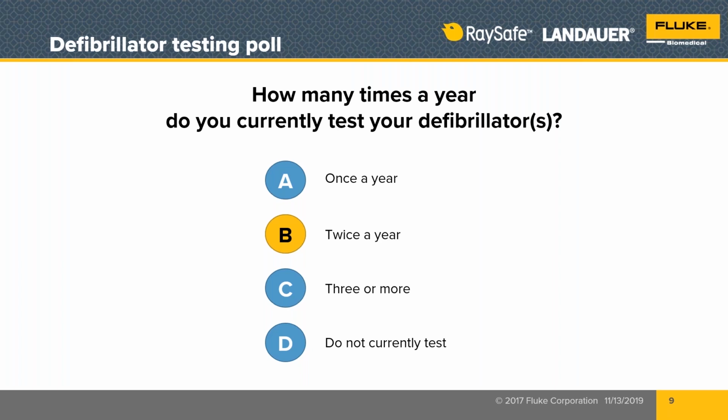So if you answered twice per year, that's great. If you did 3 or more, wonderful. I'm not sure you're actually doing 3 or more per year, but that's okay. You're understanding where we're trying to come from about our recommendation here.